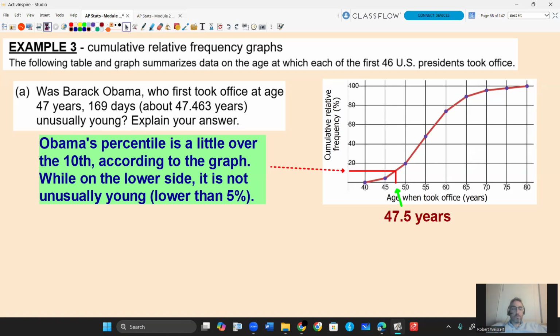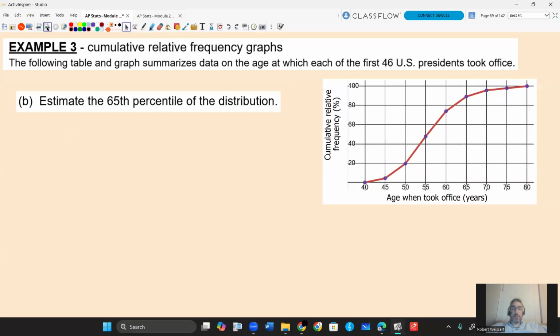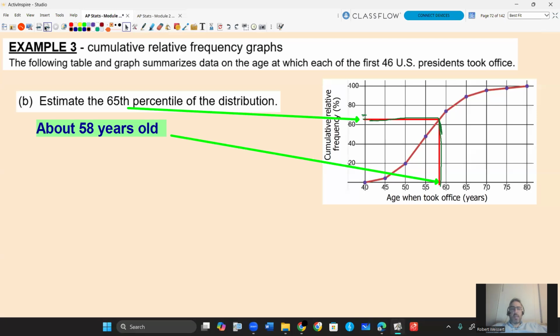Part B, estimate the 65th percentile of this distribution. To estimate the percentile, we'll look at the cumulative relative frequencies. 70 is about here, so the 65th would be somewhere around there. If we just take that and extend it over here, then we can move down and roughly estimate where that age is approximately. Here's a better drawing. And it's going to be about, I would say, 58 years, maybe 57.